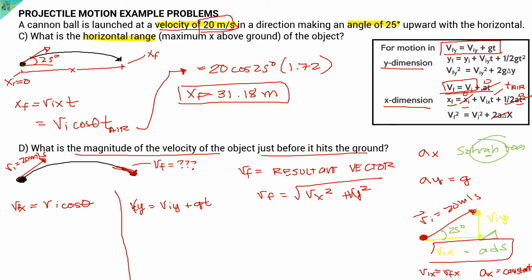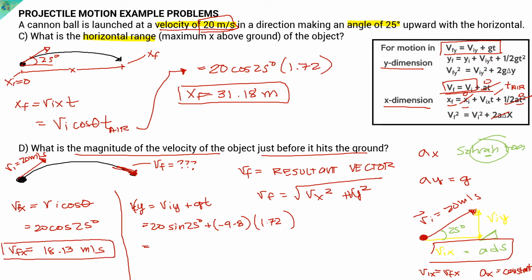Let's write down. Vi is 20 cosine 25 degrees. Meanwhile, VFY is 20 sine 25 degrees plus negative 9.8 multiplied by our time in the air, that's 1.72. And you put that in your calculator, the answer here would be 20 cosine 25, 18.126. So that is 18.13 meters per second for our VFX.